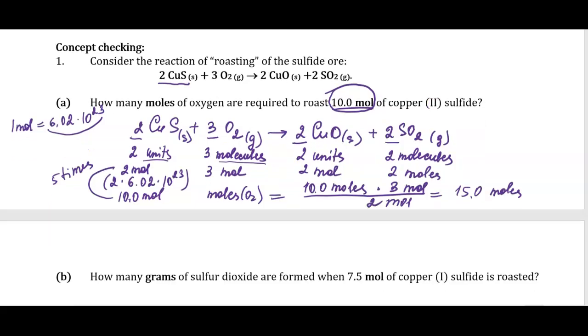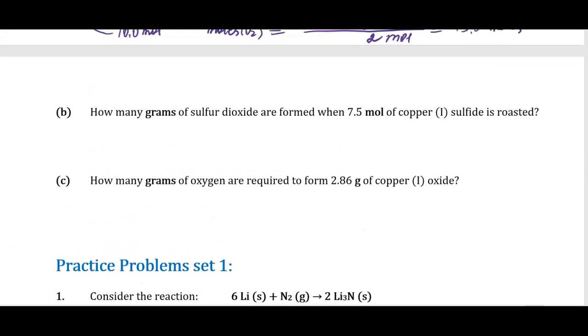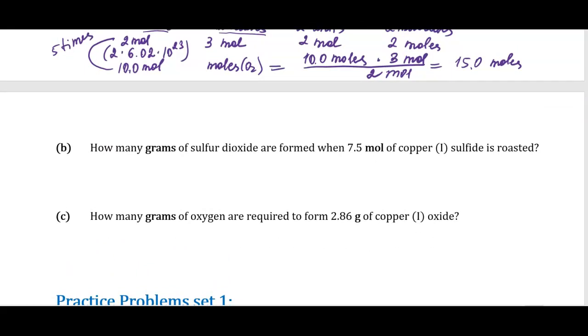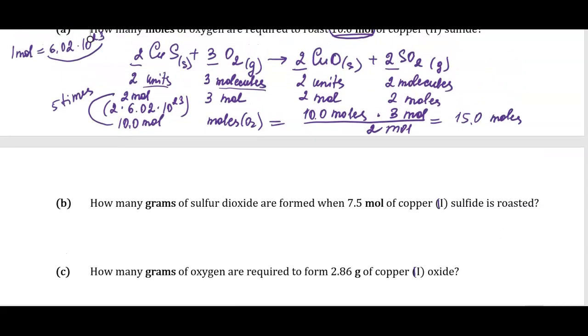Okay, the next one, B. How many grams of sulfur dioxide are formed when 7.5 moles of copper sulfide is roasted? So I need to write my equation again. So it will be 2 CuS plus 3 O2, solid and gas, and I will have 2 CuO, copper oxide, plus 2 SO2 gas.